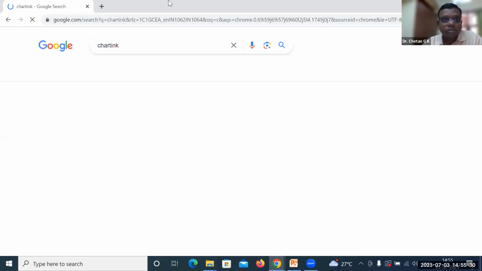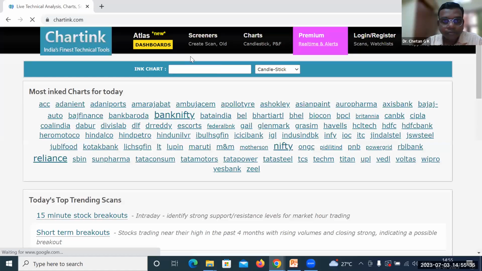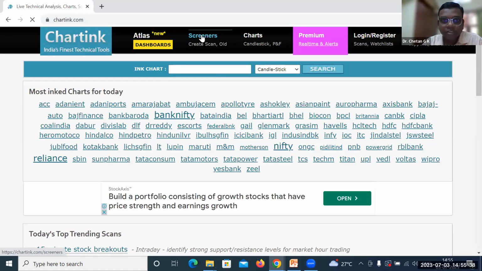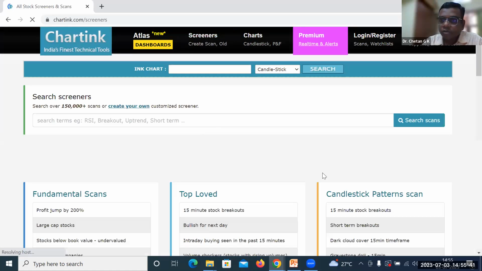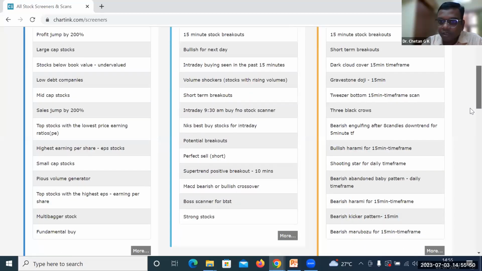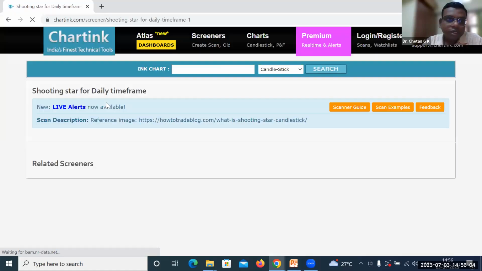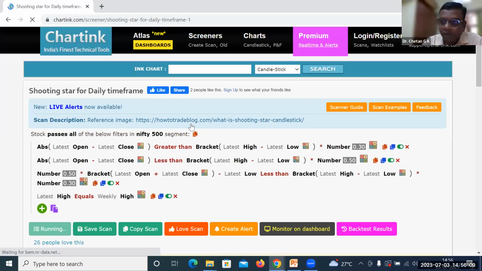Okay. So I'll just go out and take up charting. I'll go to charting as usual. So I click on the charting. I go to screens here. You can see I go to screens here. So after going to screens, these are the pre-existing candlestick pattern scanners. What I'll do, I'll just make use of them. Shooting star for daily time frame, we can see shooting star. So I clicked on the shooting star. So automatically somebody has already created this screen. We want to make use of them.